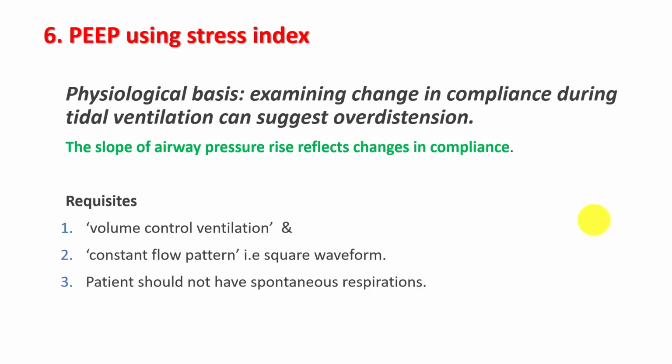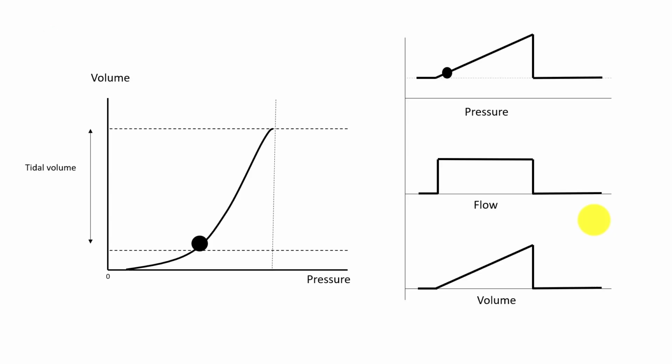Our next method of finding PEEP is using something we call stress index. When you examine the change in the compliance during the tidal ventilation, you can actually figure out if there is an overdistension going on. The slope of the airway pressure rise reflects the changes in compliance. The requisites for this method is a volume controlled ventilation with a constant flow pattern, that is a square waveform. And just like the other methods, patients should not have any spontaneous respirations.